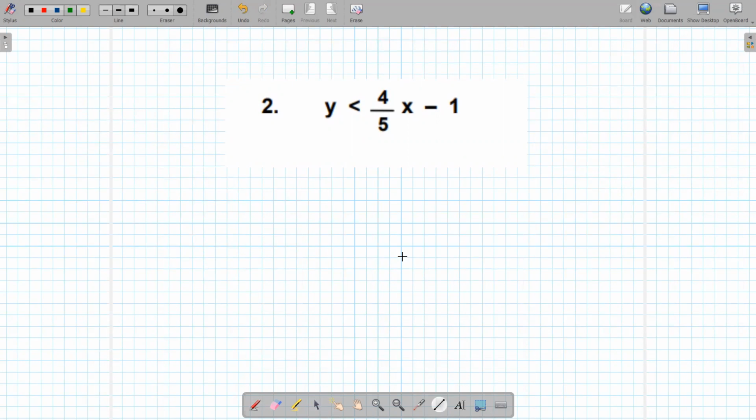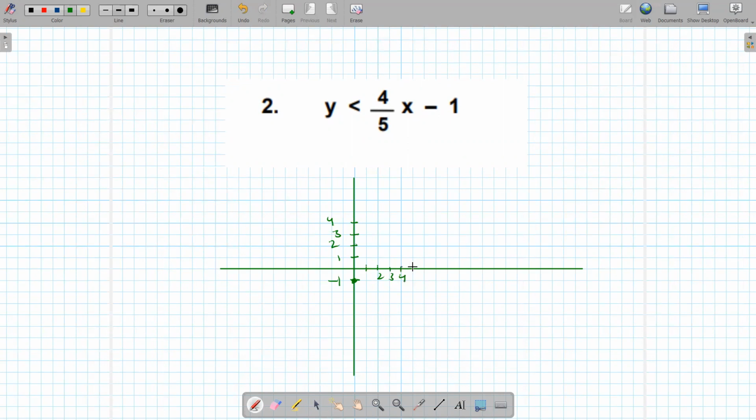Okay, this one, is it in the right form? Yes, it is. Our y-intercept is -1, and our slope is 4/5. What does that mean? Where's the next point going to be? Where do we go from here? Across by 4, down by 5.